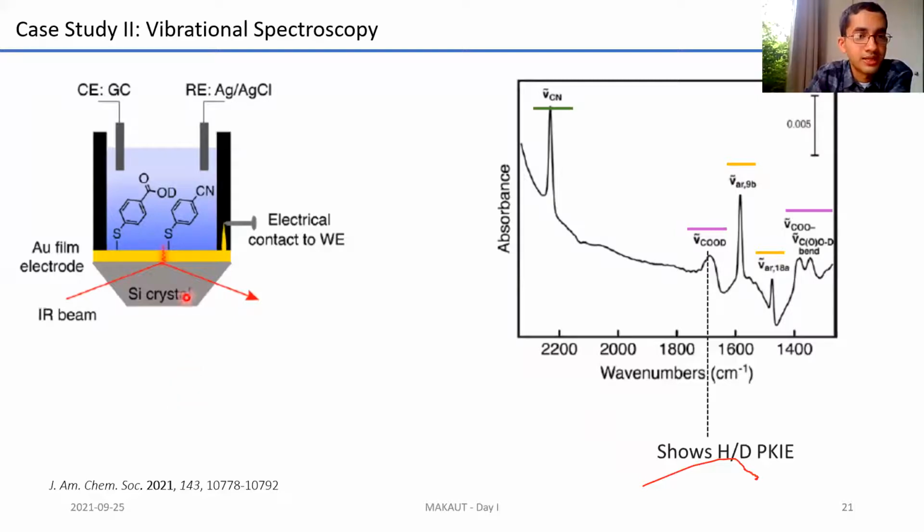So what they did was that there was the silicon crystal. This is again essentially IR spectroscopy. And there's a silicon ATR crystal on which they've deposited gold. And on top of that, they've attached these kind of molecules, which you might be aware of. This is 4-mercaptobenzoic acid, which has been deuterated. And this is 4-mercaptobenzonitrile. So these molecules were grown on a gold film.